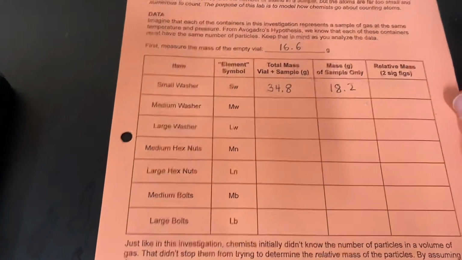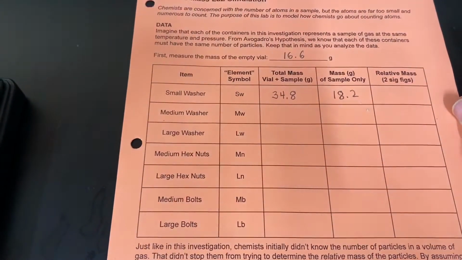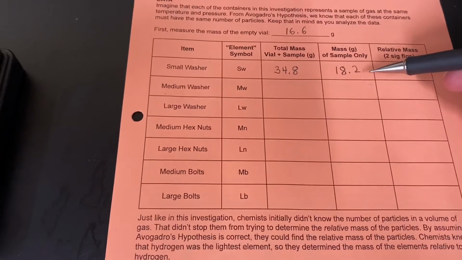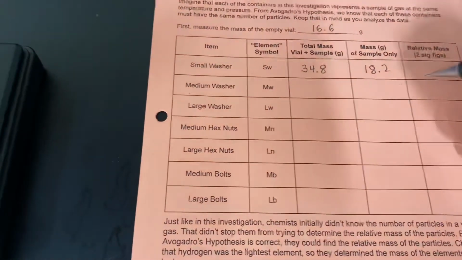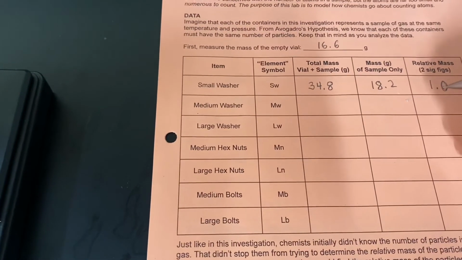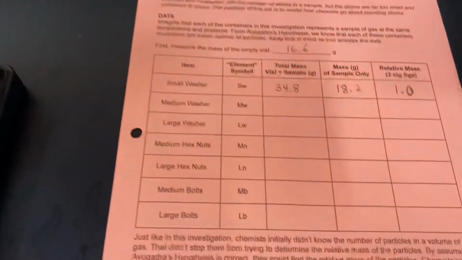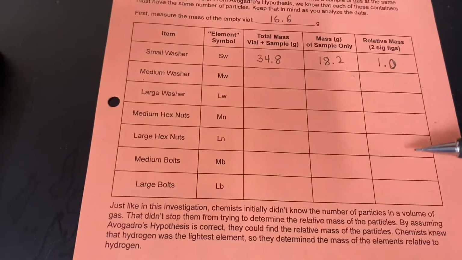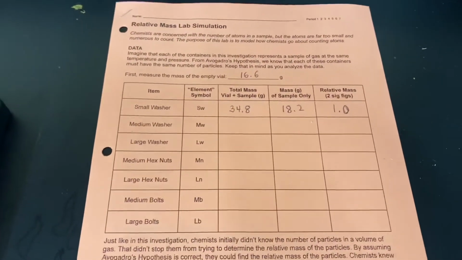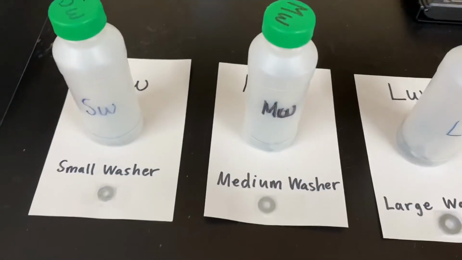For the relative mass column, we need to compare each sample to the small washer. The small washer is the smallest. So 18.2 grams compared to itself has a relative mass of 1.0. Now all of the other materials are going to be heavier. They're going to have a relative mass that is greater than 1. At this point, I'm going to measure the mass of the additional samples, and you can record those on your handout. Next up is the medium washer.